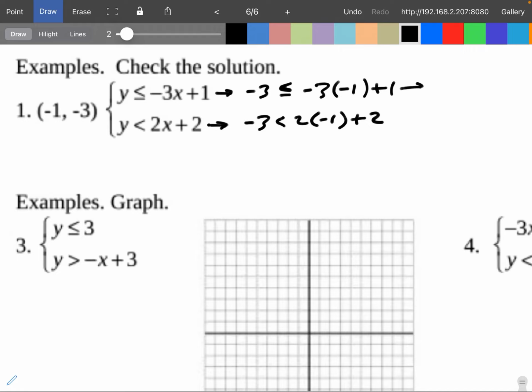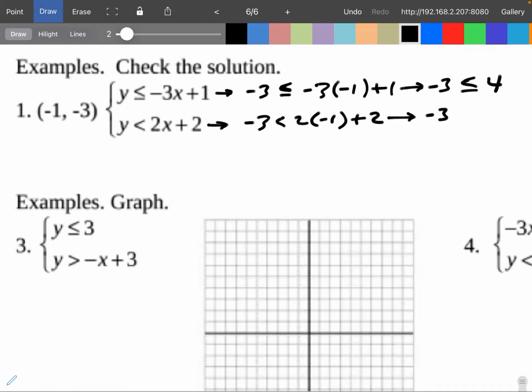So we're going to plug these in. So the first one, you're going to put -3 in for y, and then that has to be less than or equal to -3 times the x, which is -1, plus 1. And might as well set up the bottom one also. On the bottom one, again, you're plugging in the -3 for the y, and then that's got to be less than 2 times the x, which is -1, plus 2.